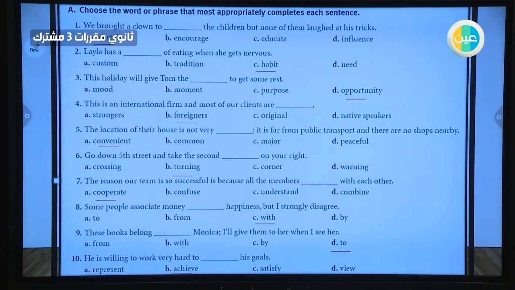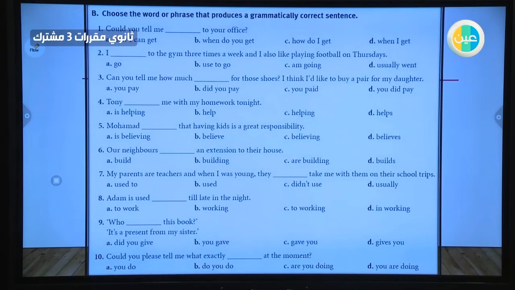Now, let's take some revision on the grammar. Okay? So look at the grammar. Try to remember the things that we revised. Start with number 1. Could you tell me to your office? So is this a direct or indirect question? Of course, indirect. Could you tell me? So because it's indirect, what will happen? How I can get, or when do you get, or C or D.